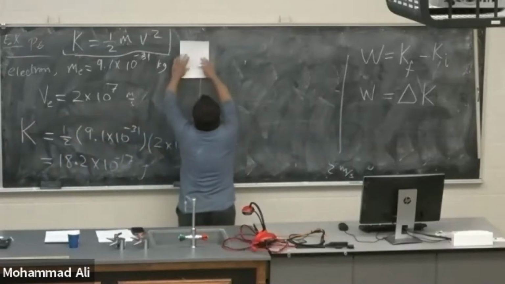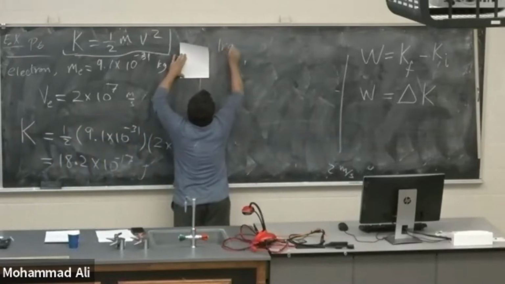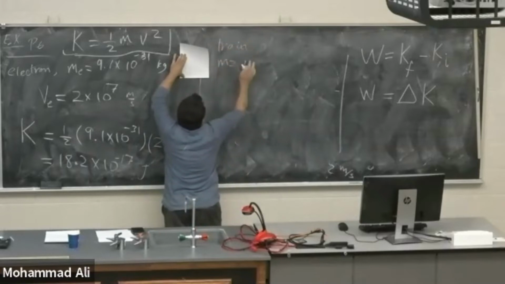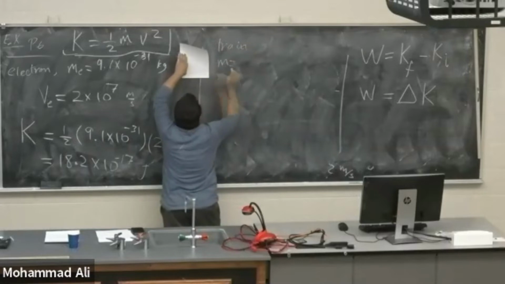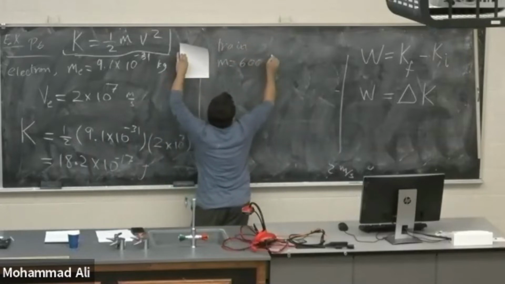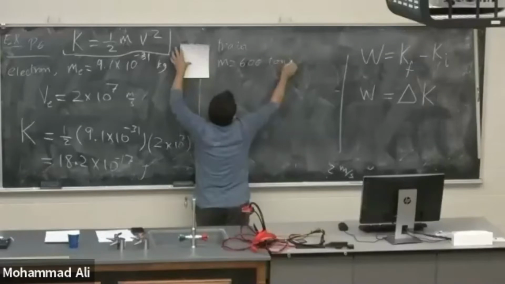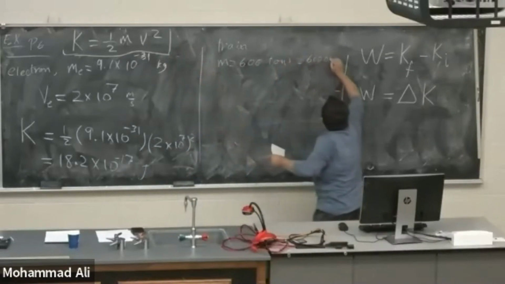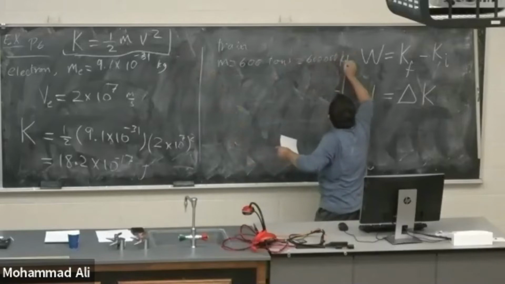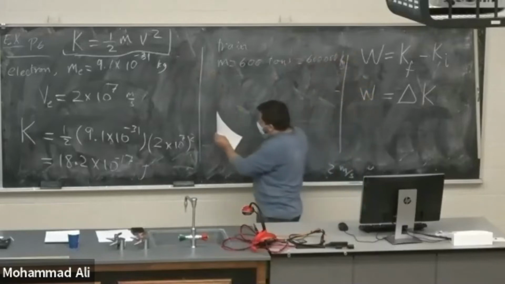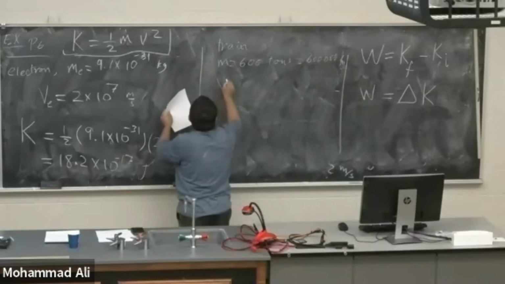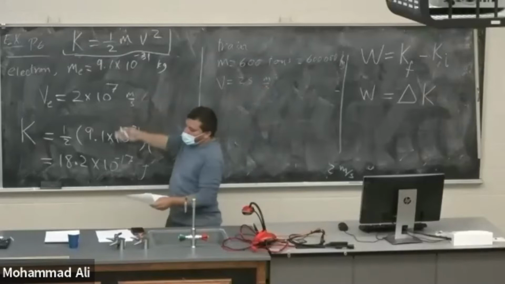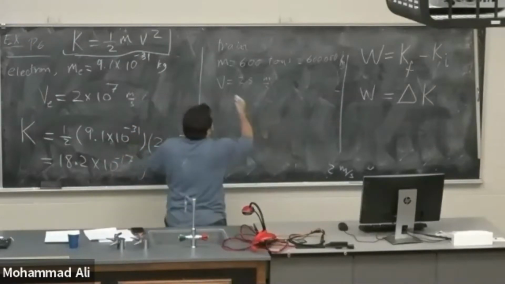We have a train, and its mass is something big, which is 600 tons, or 600,000 kilograms, right? Its velocity is small. It is 25 meters per second, not 10 million. What is the kinetic energy of it?